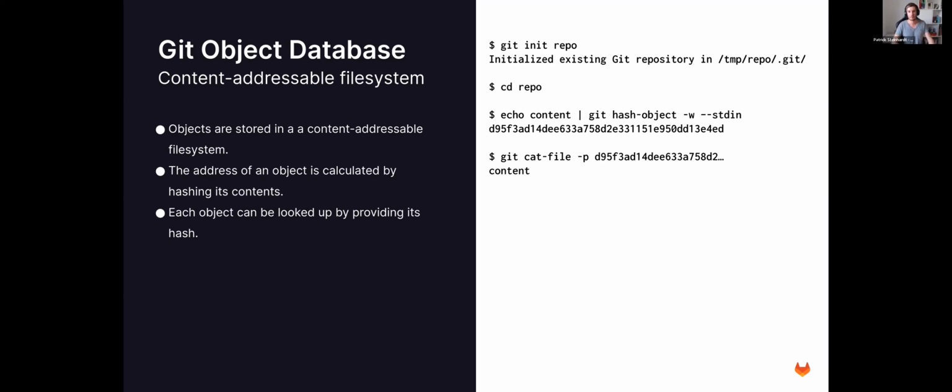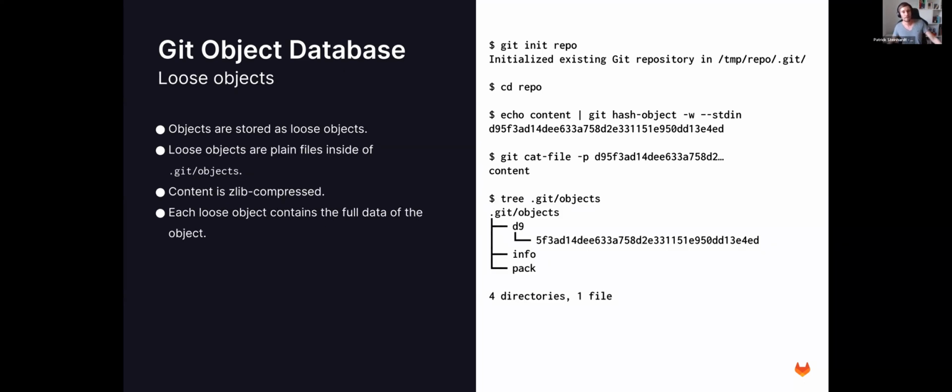So we first initialize a repository, then go into it, and then we can, for example, hash an object by saying git hash-object -w --stdin, which simply means please hash the contents from standard input and write it into the repository. And then we see that we get a hash, which is this D95F3 string and so on. And this is actually the address of that object. And the object can again be looked up by using that hash, for example, by saying git cat-file -p and then the hash of that object. So this is what is called a content-addressable file system.